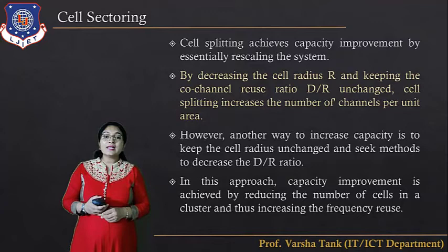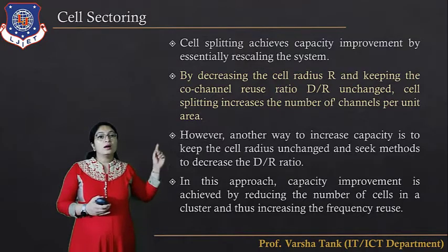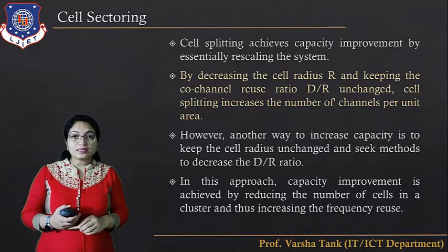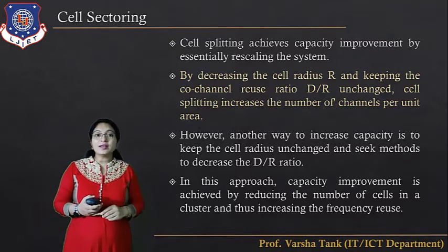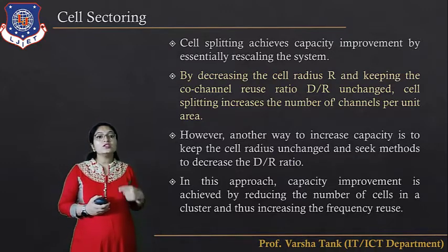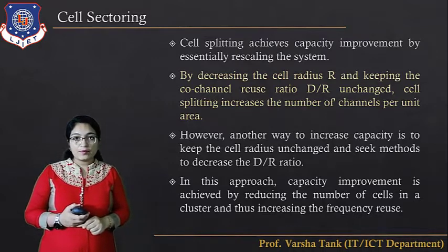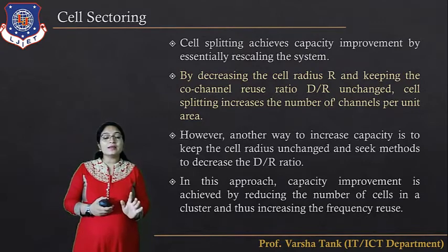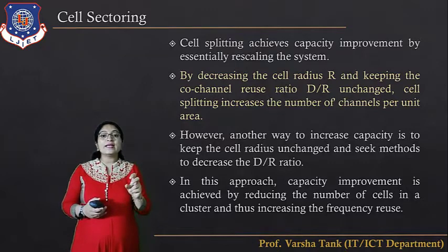Now let's learn about the cell sectoring. So cell splitting achieves the capacity improvement by essentially rescaling the system. You are rescaling the system, so by that you will achieve the capacity improvement. Now by decreasing the cell radius R and keeping the co-channel reuse ratio, that is D by R, unchanged, cell splitting increases the number of channels per unit area. We are keeping the co-channel reuse ratio D by R constant. We are not changing the cell, we are just dividing the cell.